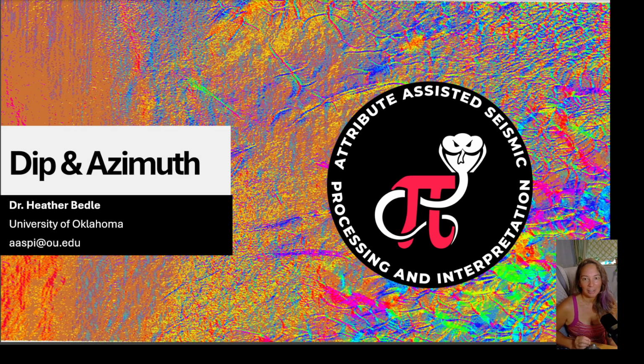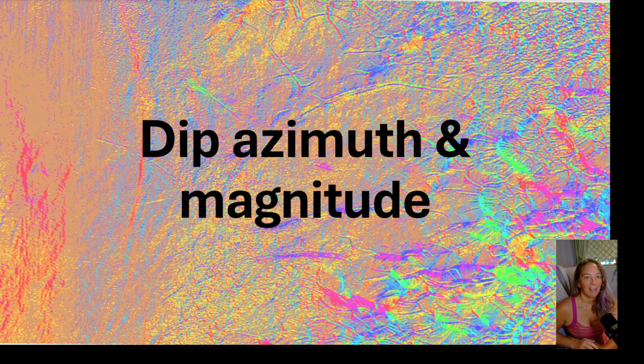We're kind of placing the marble on a tilted table, and we're going to see what direction the marble rolls. Azimuth is the direction relative to north that it rolls. So let's look at some slides and get started with dip azimuth and dip magnitude.